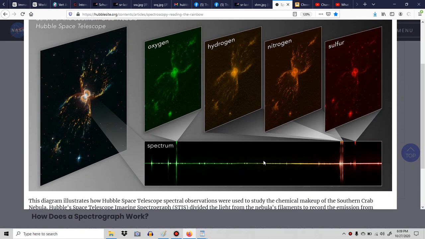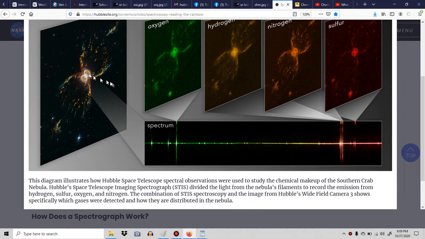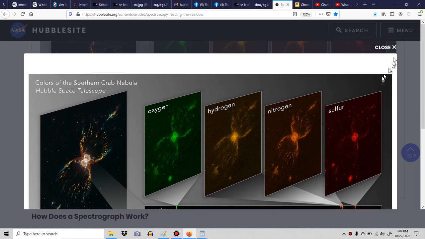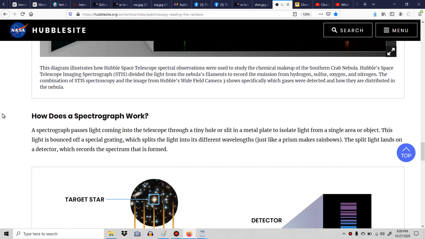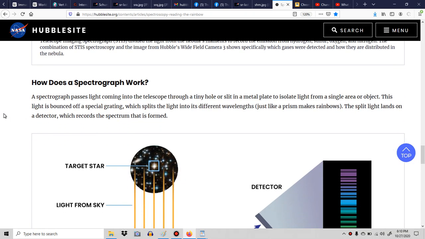So this is sort of it. If you can picture an electromagnetic frequency for those as well, you're starting to get the image.